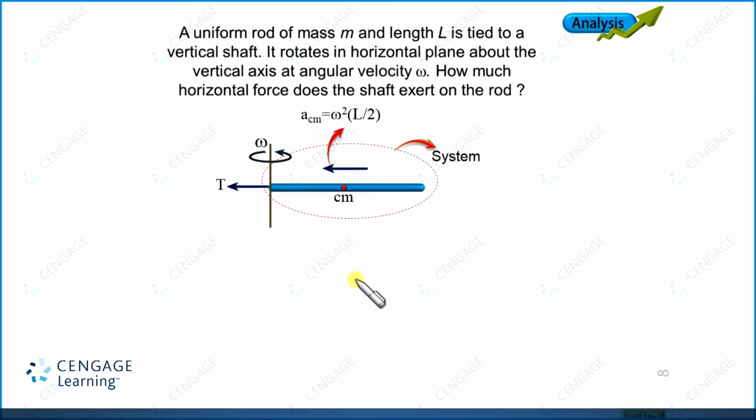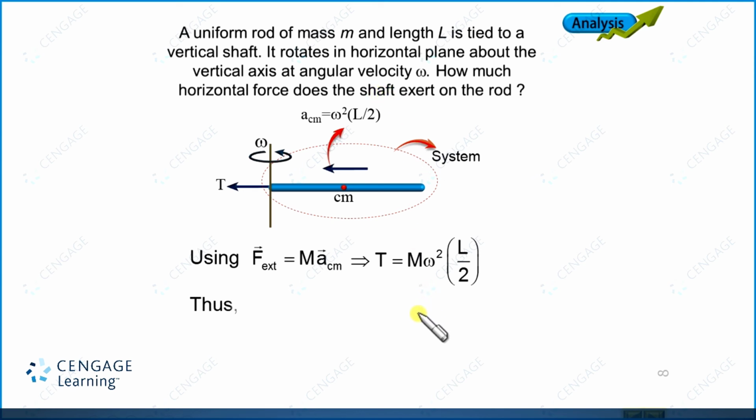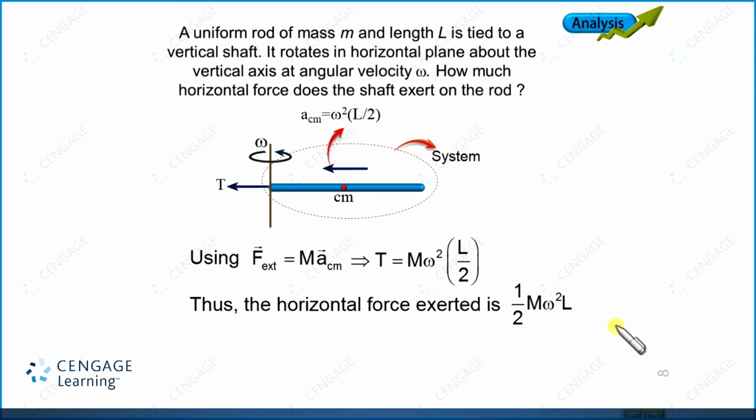For the center of mass, we write F external equal to mass multiplied by a CM. F external is nothing but capital T in the leftward direction. Acceleration, as we discussed, is again in the leftward direction. So here we can write capital T equal to m multiplied by omega square L by 2. This is the force exerted by shaft on the rod. This is the horizontal force, 1 by 2 m omega square L.